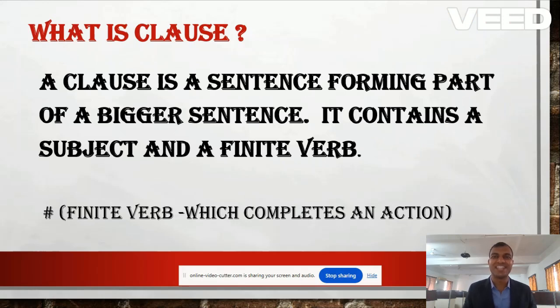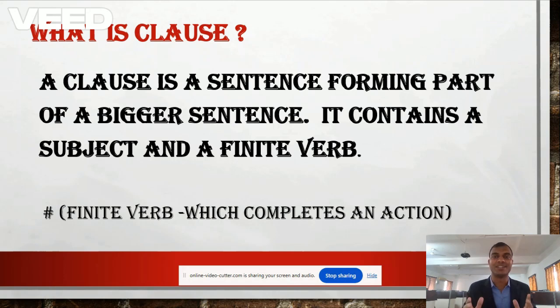A clause is a sentence forming a part of a bigger sentence. And there are two major components within a clause. One of them is a finite verb, and another one is a subject. Sometimes the subject may remain absent also. What is a finite verb? A finite verb is a verb which completes the sense.